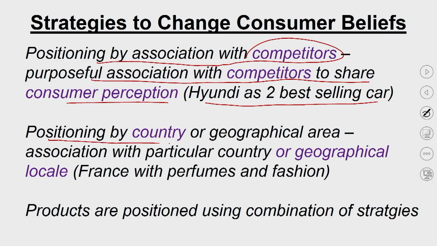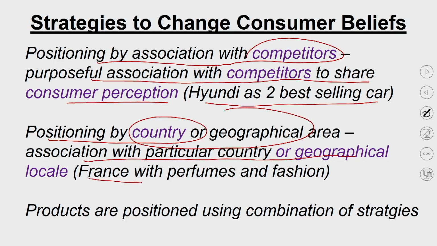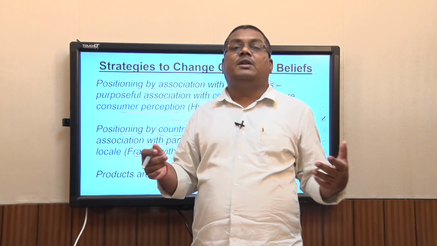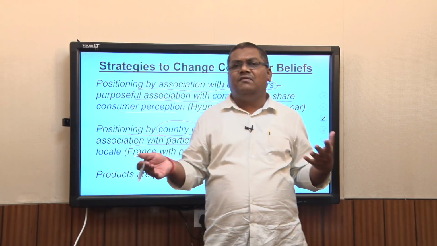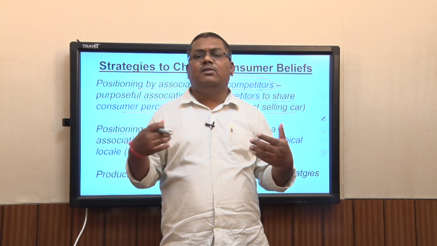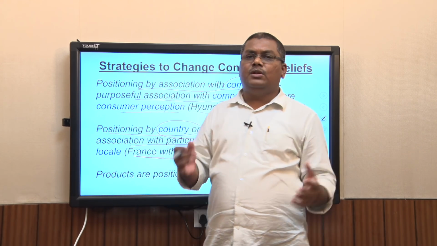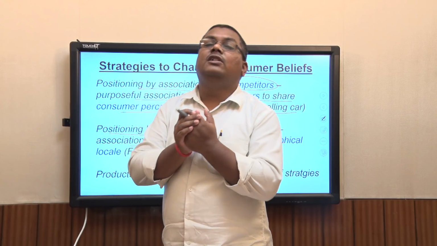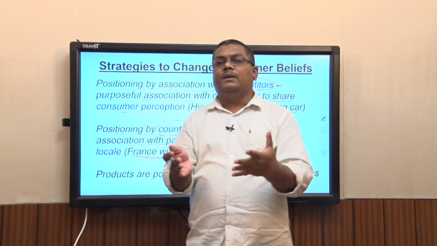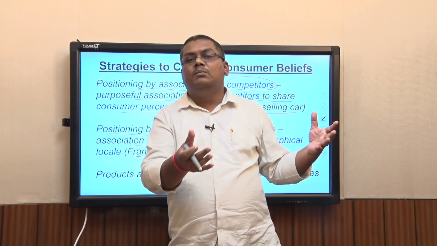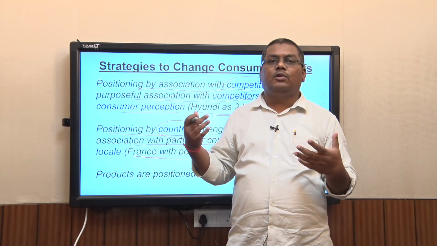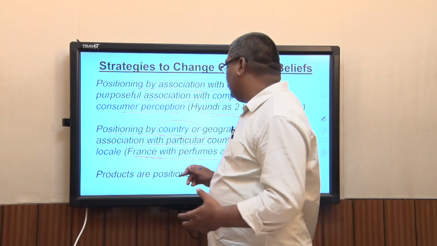And I can also position by country or geographic location. So associating with a particular country or geographic location, for example, saying that everything from France comes with a perfume, climate, that kind of a thing. So wine from France has a particular climate, a particular kind of a thing. So country of origin, I can position my products from the country of origin. For example, Chinese products are cheaper, French products are more classy, German products are more robust. I can position my products that way.